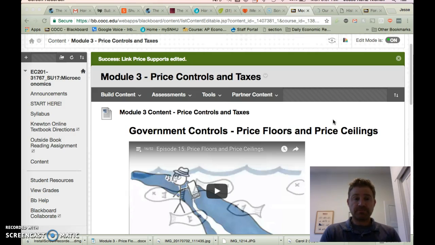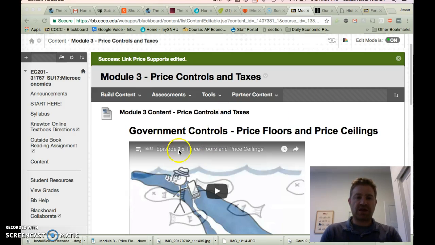So if you fell behind last week because it was a little bit of a heavier week, make sure that you feel pretty confident with supply and demand before you move on to this week. Because now you really do have to understand the fundamentals of supply and demand in order to begin to manipulate it a little bit with price controls and taxes for this module.